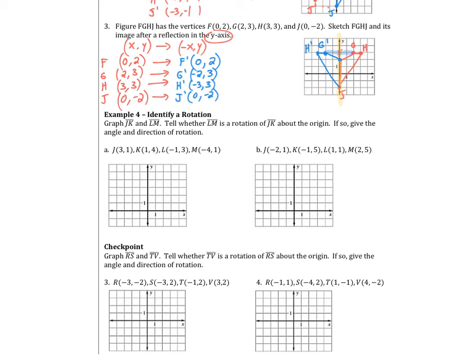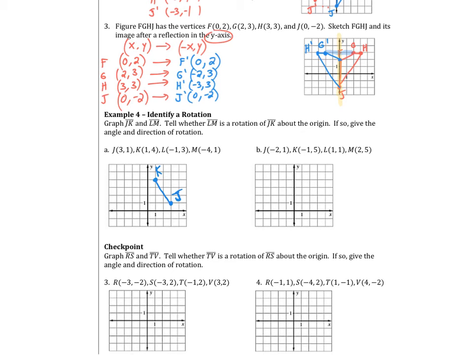Example 4, we'll do part A and part B here. It says to graph JK and LM and tell whether it's a rotation about the origin. If so, give the direction. So J is at 3, 1, and K is at 1, 4. So JK would be right there.